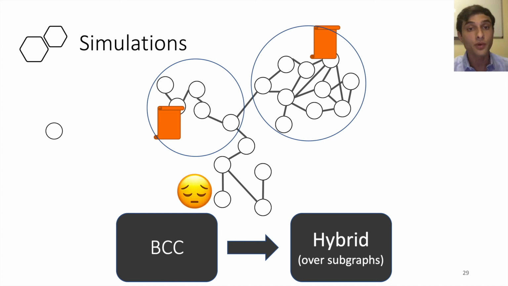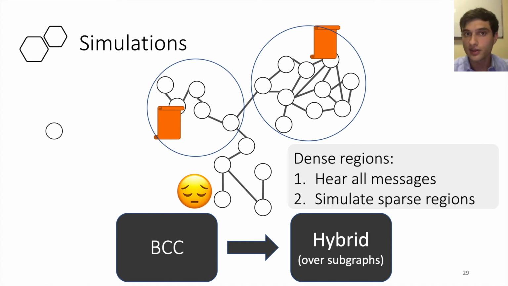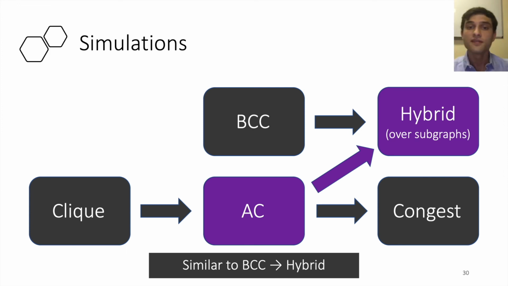However, we can have some sparse regions which didn't receive the message at all, and so these nodes won't hear the message being broadcast. Therefore, we just focus on the dense regions. These regions are such that they can hear all the messages being broadcast, and we use them to simulate also the sparse regions, basically in the same way which we did previously when simulating the anonymous capacitated model in the CONGEST. Finally, simulating the anonymous capacitated model in the hybrid setting is roughly a combination of the previous two simulations.